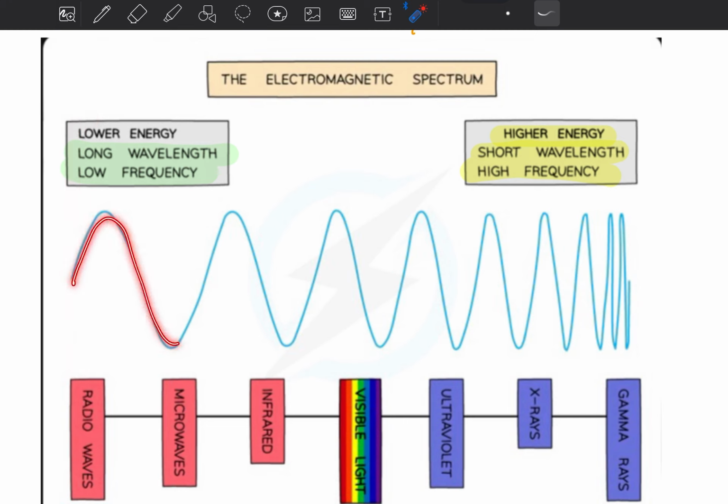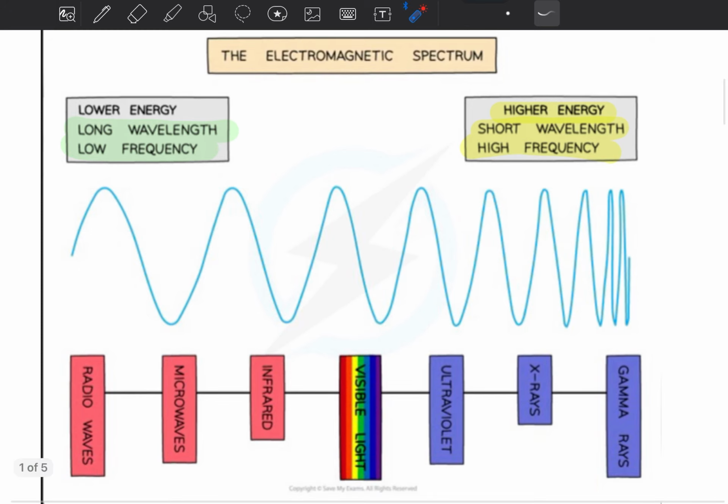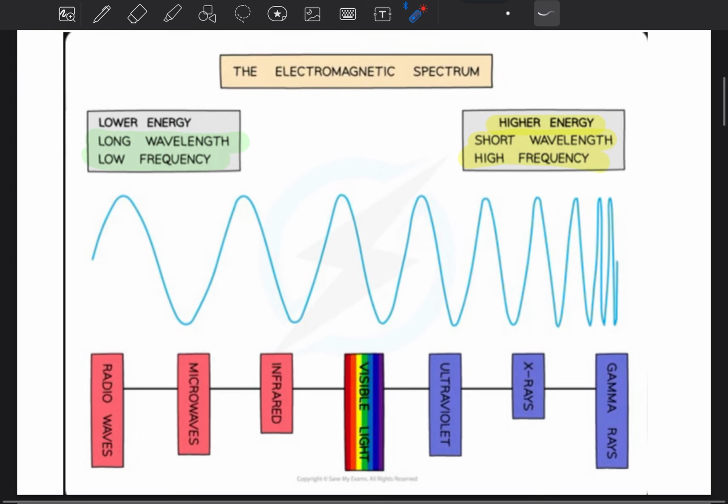So you can see the diagram here. You can see from one crest to the next crest, the distance of the wavelength is decreasing till it reaches gamma rays. You can see the distance is being decreased. All right. Visible light is basically just one part of a much bigger spectrum.